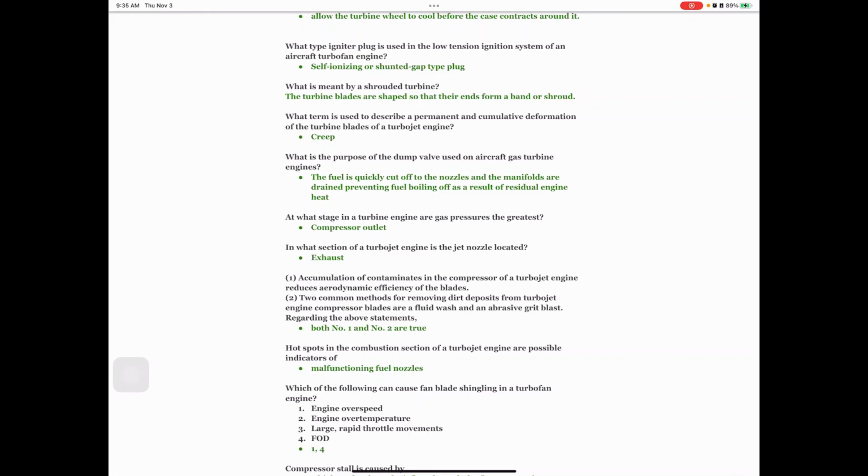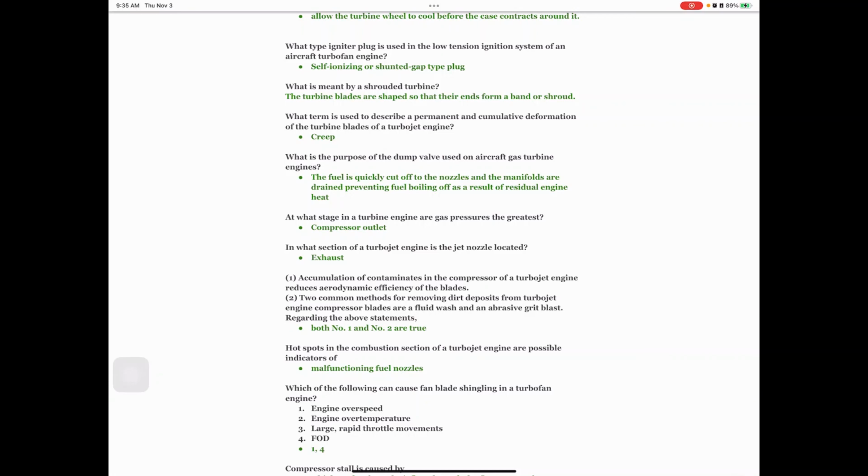Creep. What is the purpose of the dump valve used on aircraft gas turbine engines? The fuel is quickly cut off to the nozzles and the manifolds are drained, preventing fuel boiling off as a result of residual engine heat. At what stage in a turbine engine are gas pressures the greatest? Compressor outlet. In what section of a turbojet engine is the jet nozzle located? Exhaust.